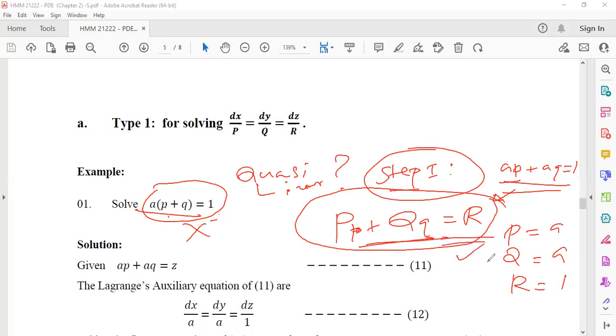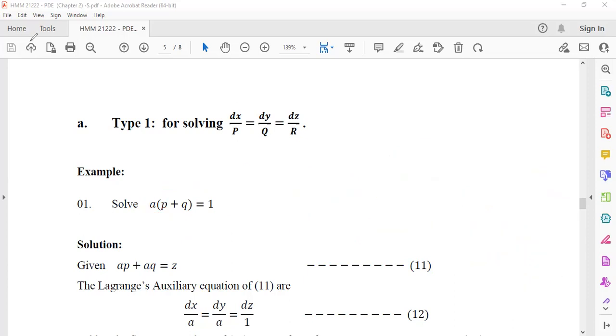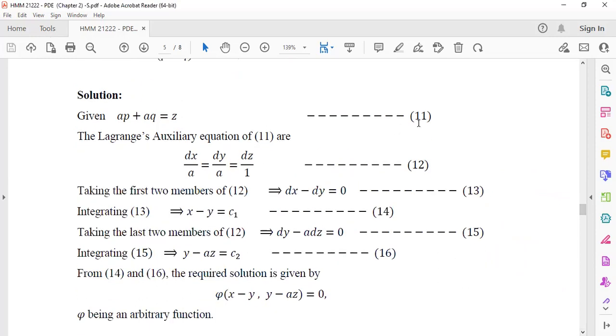And then we continue. What is our second step? The second step is to write the Lagrange's auxiliary equations. Here they have continuously given the numbers. You can put 1, 2, 3. When you are writing the answer, you just put 1, 2, no need to put 11, 12. So 1, 2, 3 like that. Given equation has been transformed in this form.